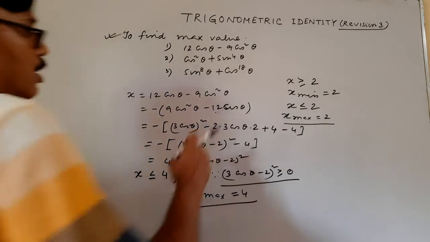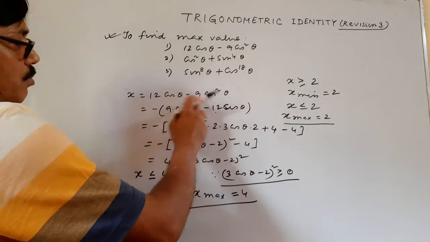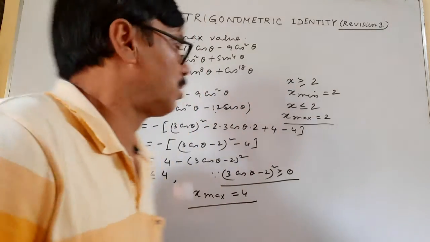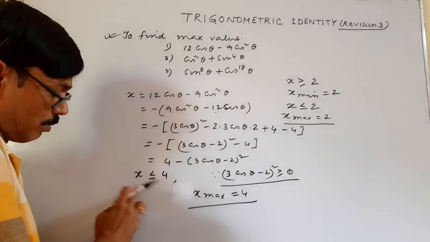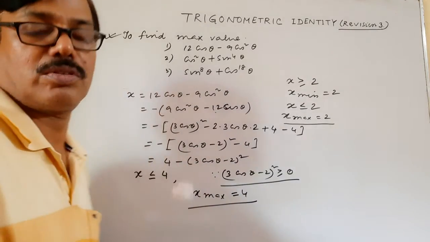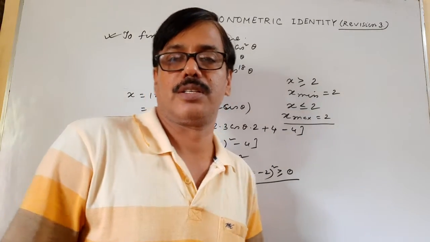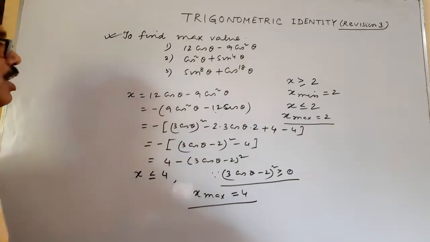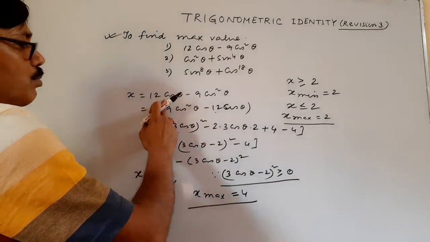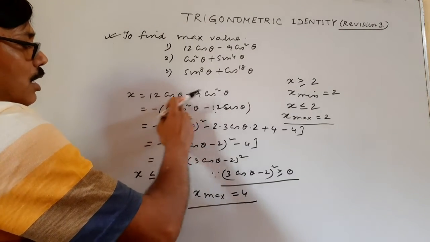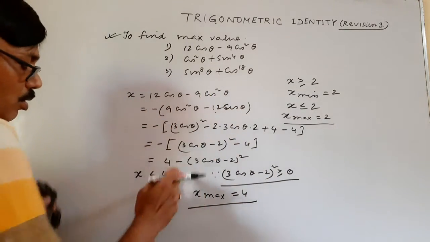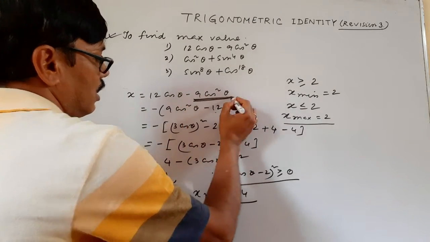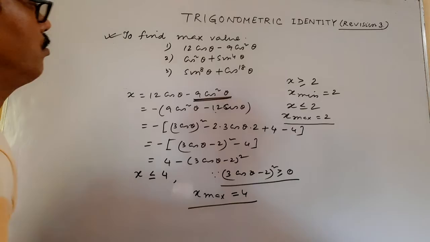If the coefficient of the highest power is negative for a quadratic expression, we get a maximum value. But if it is positive, then x will be in terms of a greater than inequality. So look, 12 cos theta minus 9 sin square theta. If it is 12 sin theta minus 9 sin square theta, then also we get a maximum value. The highest coefficient of the quadratic is negative, so you get a maximum value.